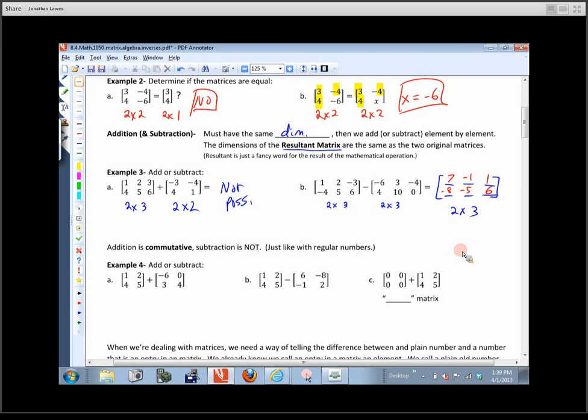Now, if you don't want to draw the little lines, that's okay. When we do matrix multiplication in a second, that can be kind of helpful.